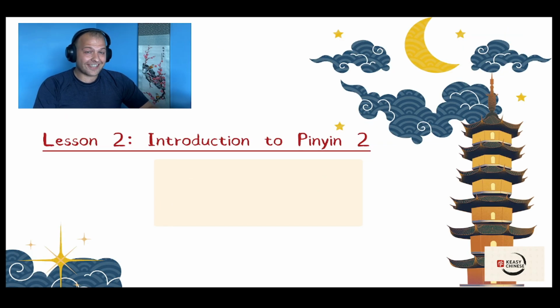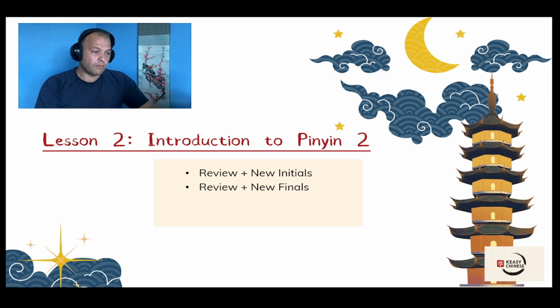Alright, so in today's class, what are we going to do? Of course, we're going to review the old initials that we did last class and then introduce the new initials that we studied today. We're going to review the old finals and cover the last set of finals. And then I'm going to have an entire section on tones with some bonus tips from my time studying in both university and on the streets of China, talking to real Chinese people.